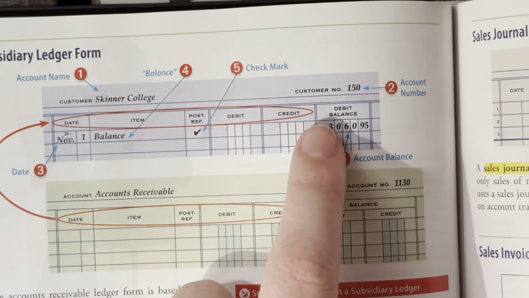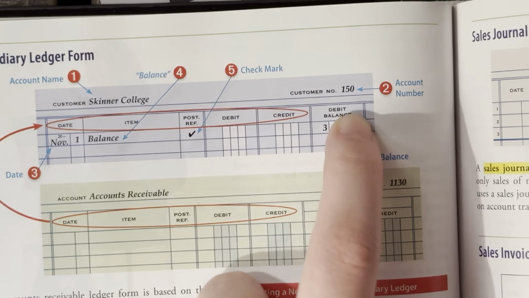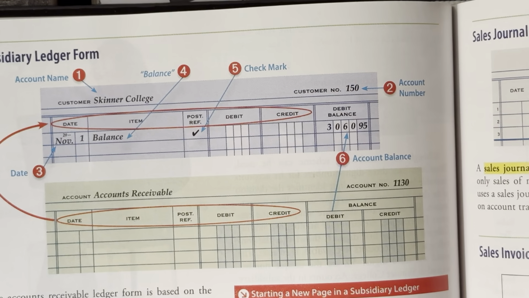You determine if you add or subtract by whether you're debiting or crediting. So if it's a debit, you would add it. If it's a credit, you would subtract it.